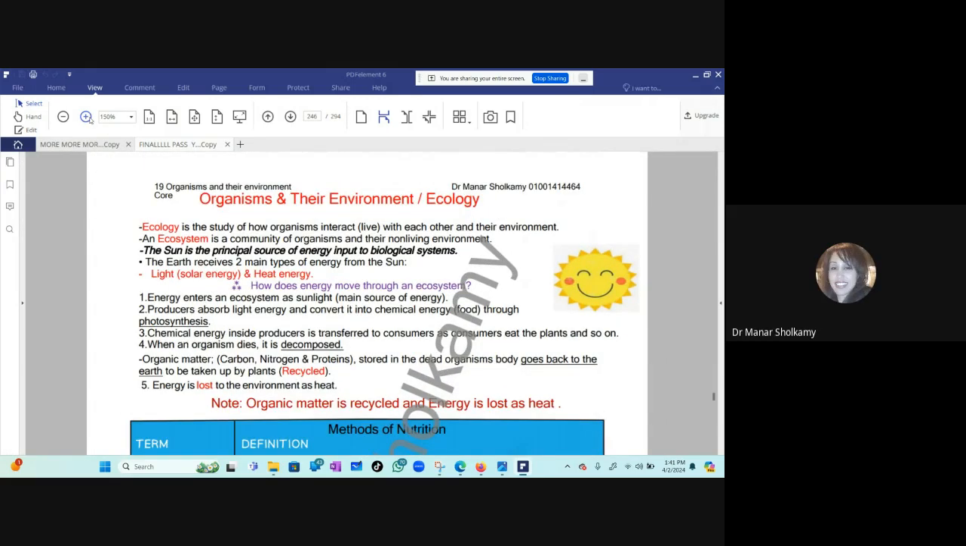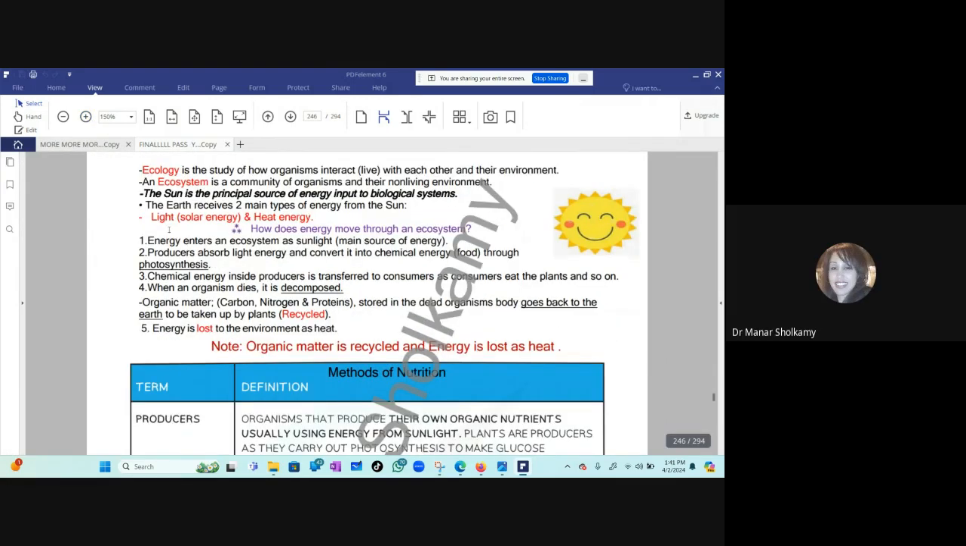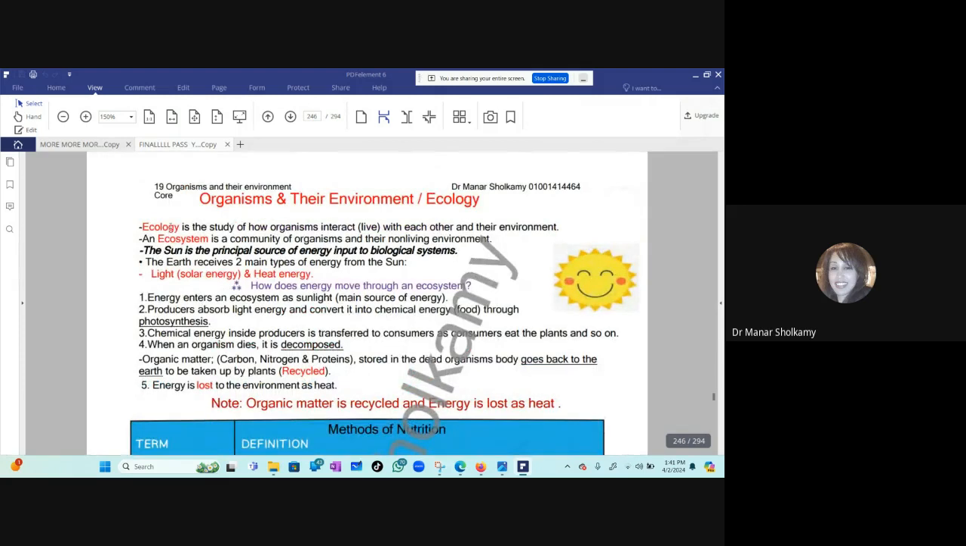Okay, first let's go back to the very, very beginning. Who is the principal source of energy? Who is the main source of energy? This is year 9 material. The sun. And this sun energy is going to be absorbed by the producer in photosynthesis. And the producer will change the sun or the light energy into chemical energy, correct.